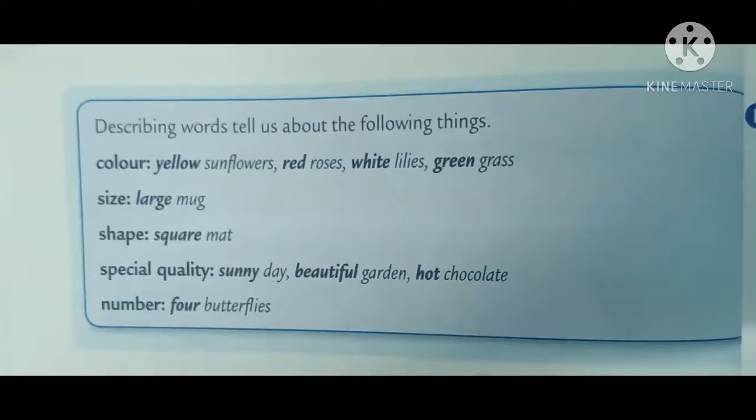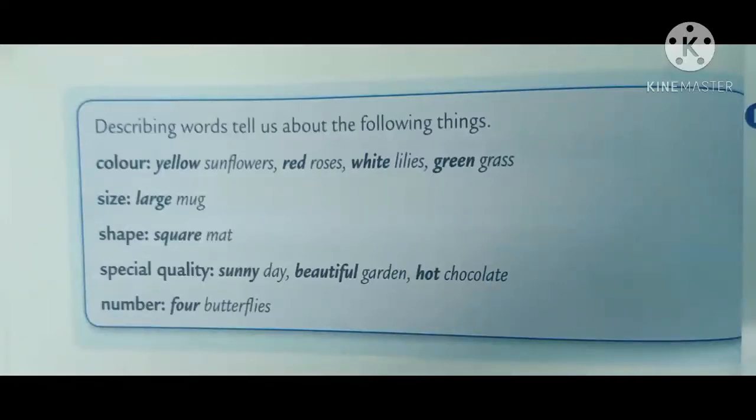Then, special quality, like sunny day, beautiful garden, hot chocolate. What kind of day, children? Sunny day. What kind of garden? Beautiful garden. What type of chocolate? Hot chocolate. Okay, children. Then it tells number. 4 butterflies. So, describing words can tell us about the color, size, shape, special quality, and number of a noun. This you have to keep in mind.